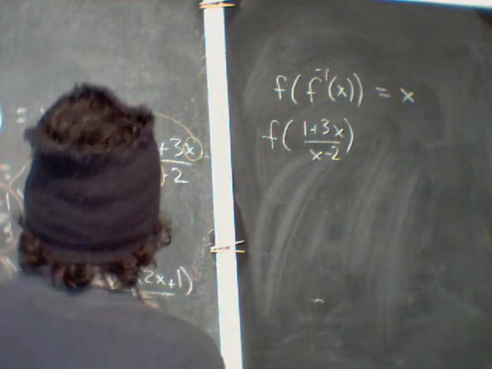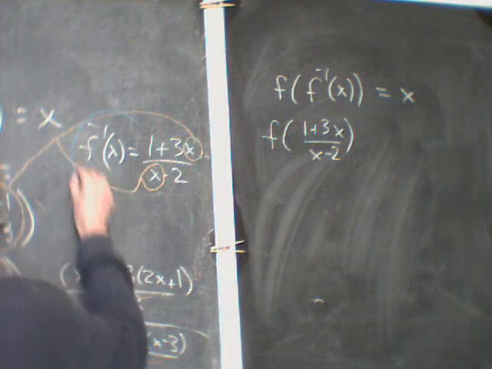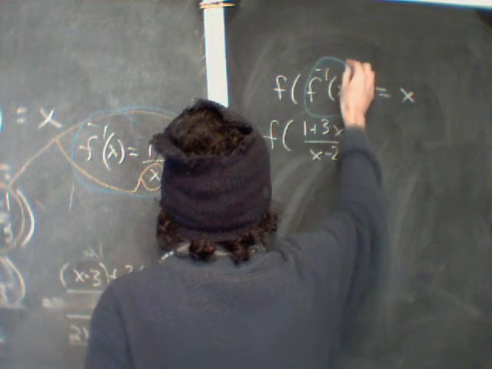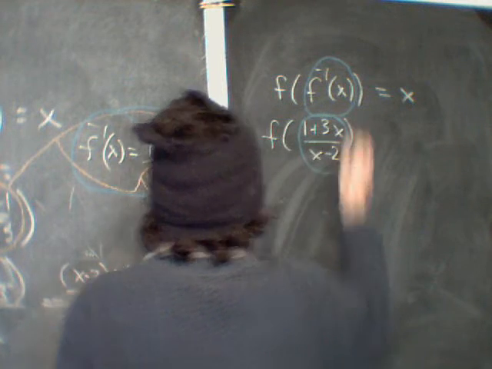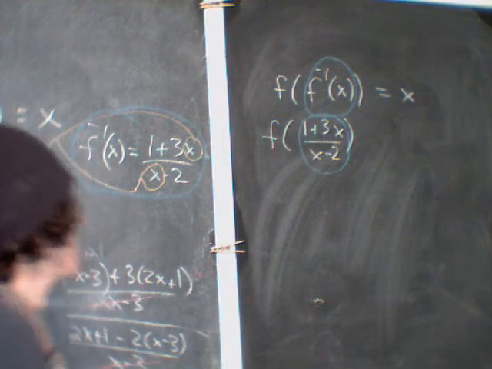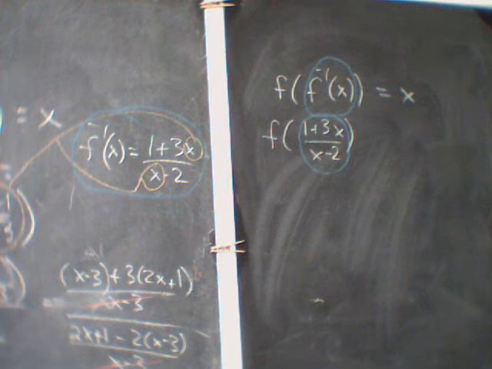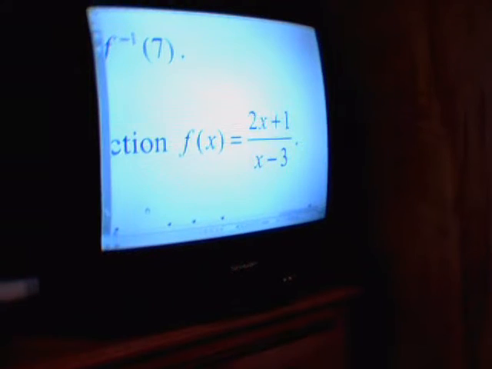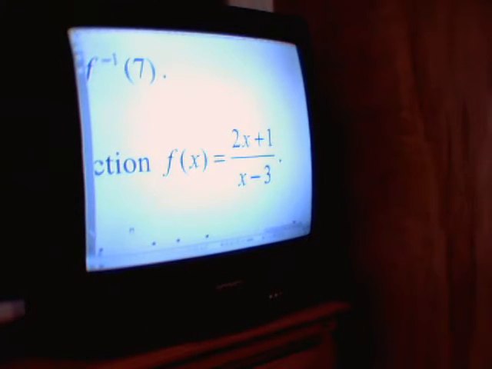If it's this blue thing, we put the blue thing right into there. See, right into there. And now we need to go ahead and substitute into the original function. Well, the original function, of course, as you know, we already know what that is. It's that one, (2x + 1)/(x - 3).